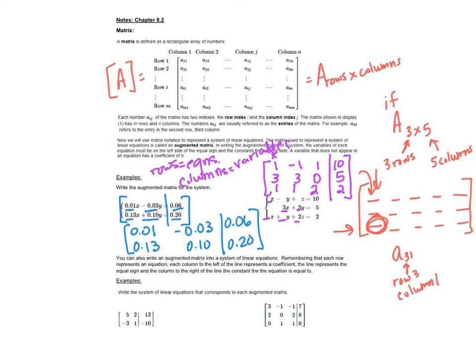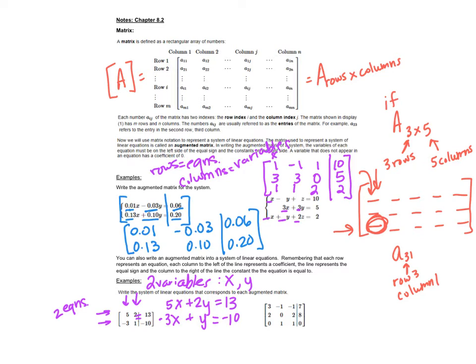Okay, so looking at this first one, I know that I have 2 columns, so I'm going to have 2 variables. All right, I have 2 rows, so I'm going to have 2 equations. And then this line is going to be my equals. So let's see if we can do this. I'm going to have a 5. I'm just going to use the variables x and y. So I'm going to have 5x plus 2y equals 13. Then I'm going to have a negative 3x plus, I don't need to put the 1, but I could, plus y equals negative 10.